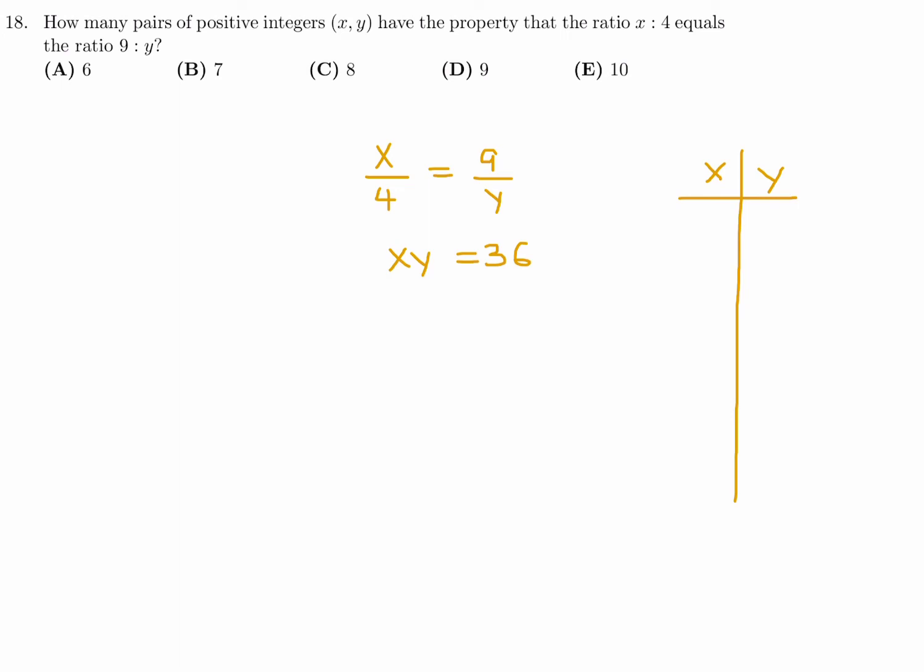Well, let's see. 1 and 36, 2 and 18, 3 and 12, 4 and 9. 5 won't give you an integer, neither will, well, 6 will. 6 will give you 6, 7 and 8 won't, but 9, well, at this point, it's just reversals of what I've already written. 18, 2, 36, and 1. So how many do I have? 1, 2, 3, 4, 5, 6, 7, 8, 9. Number 18, therefore, is D.